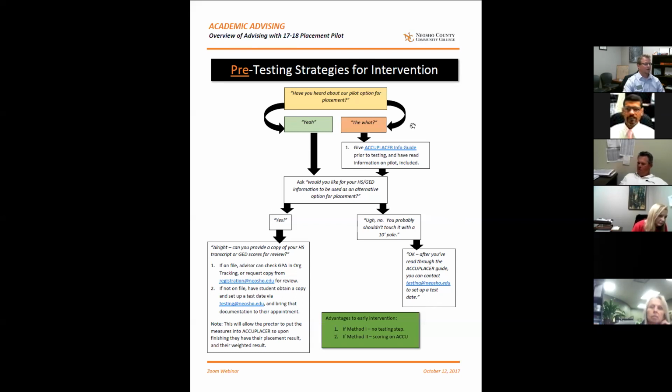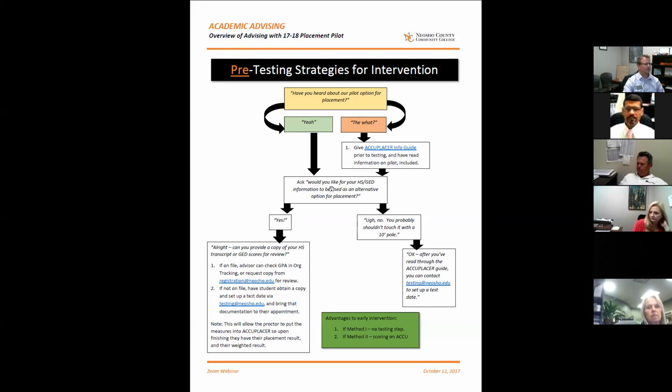If they are unaware of it, then you can give them the AccuPlacer info guide. It's in the TCommon folder I referenced. It's also linked here and will be sent out as well. That also, in addition to the information about AccuPlacer, has the placement pilot option included in there, so students can read about how to schedule a test, but also how to be evaluated using the pilot method.